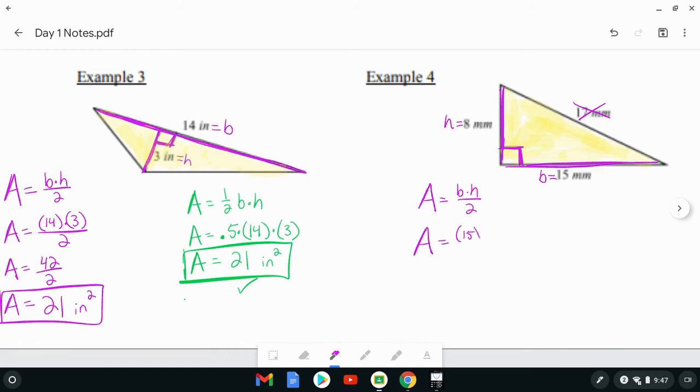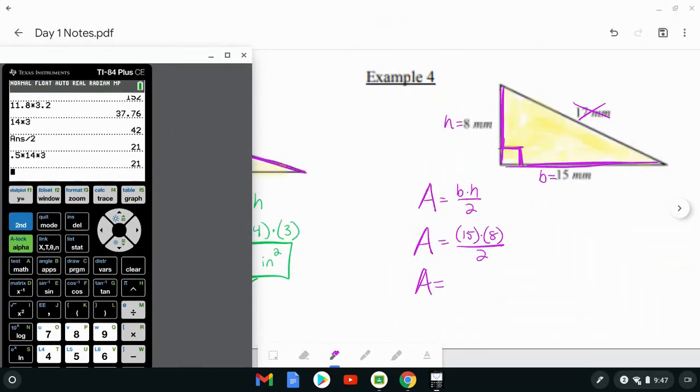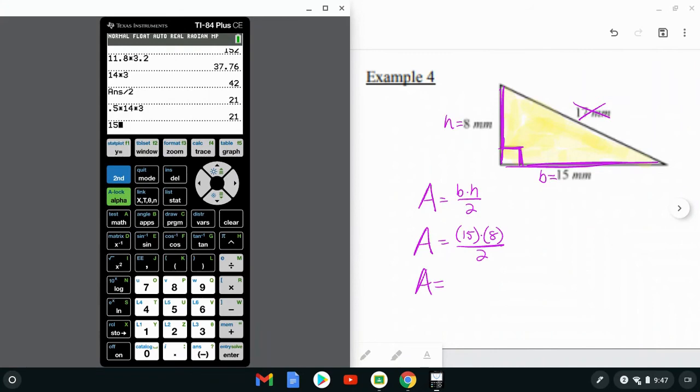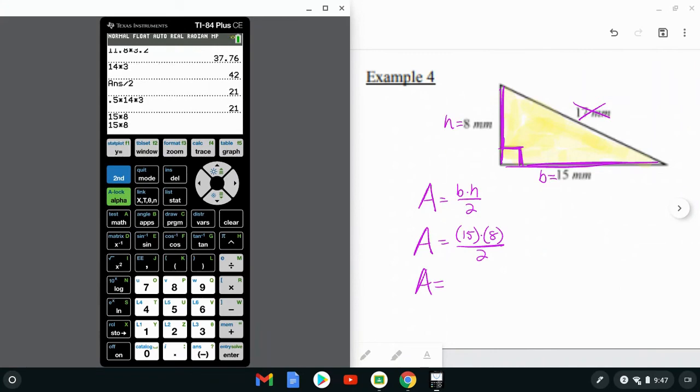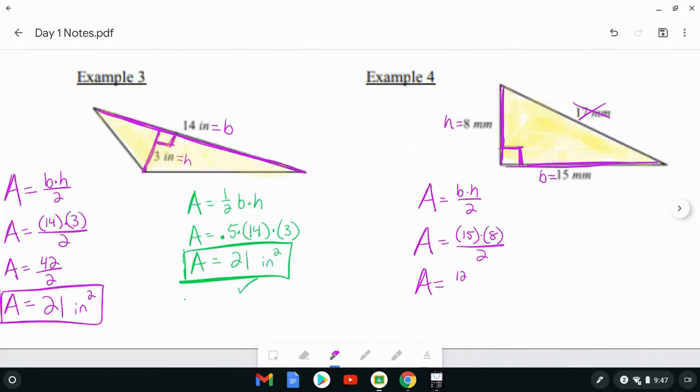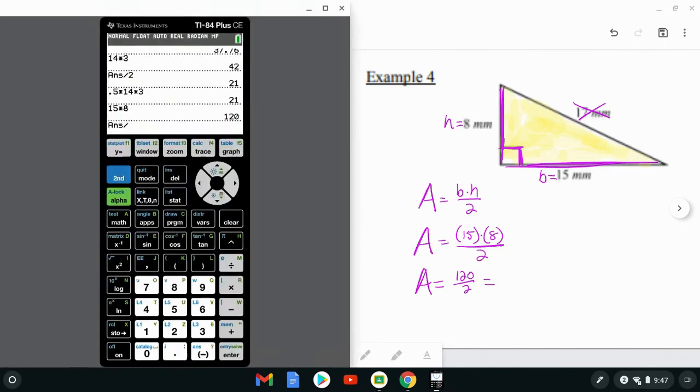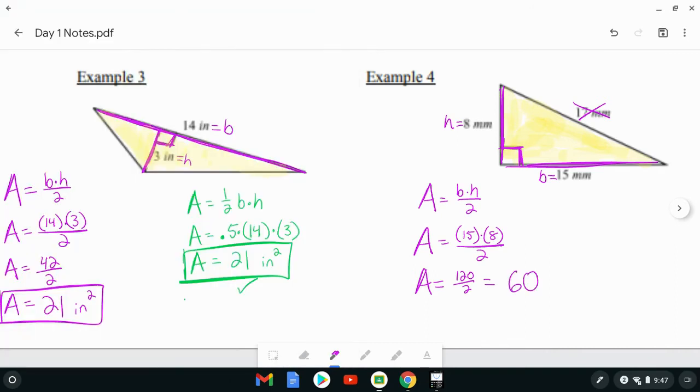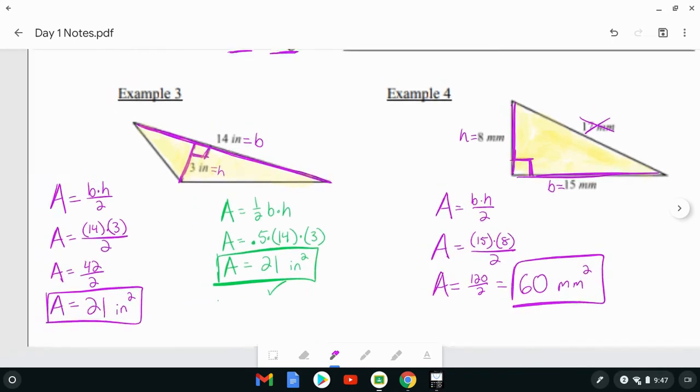Base is going to be 15. Height is going to be 8, all over 2. Let's type in our numerator, which is 15 times 8. You get 120. Then go ahead and divide it by 2, and you're going to get 60. So we have 60 millimeters squared. Don't forget the squared. That is the area of our triangle.